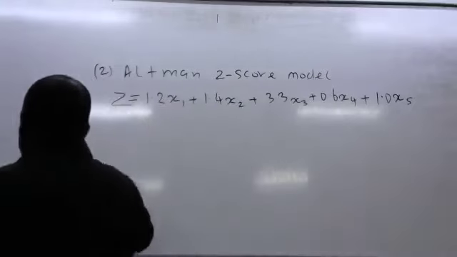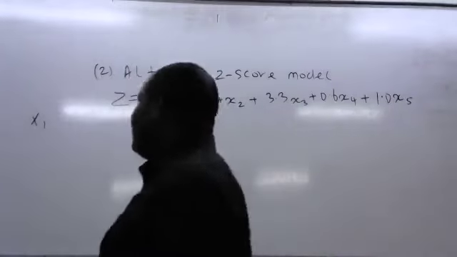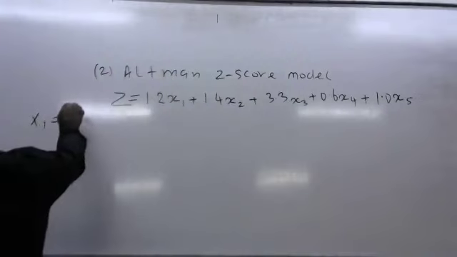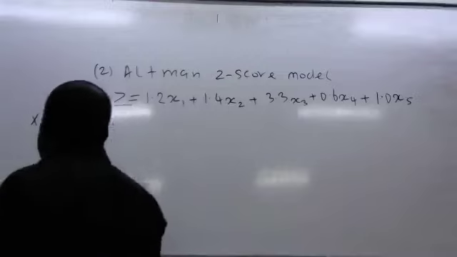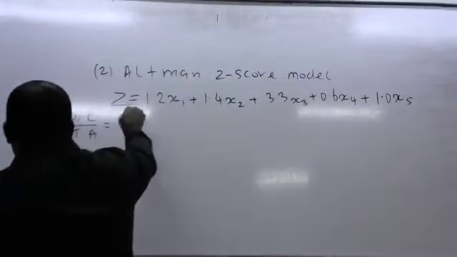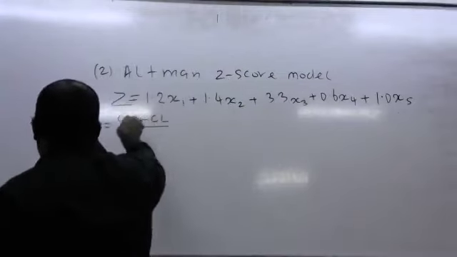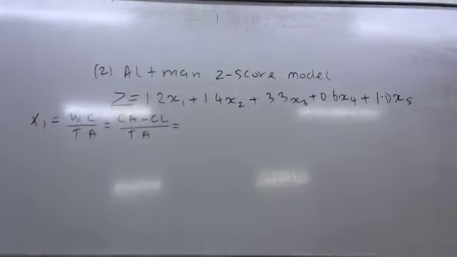We start with X1. X1 is meant to be the net working capital divided by the total assets. So working capital is simply current assets minus current liabilities before we divide by the total assets. So X1 is the working capital divided by the total assets. Working capital, you get the current assets, you minus the current liability.